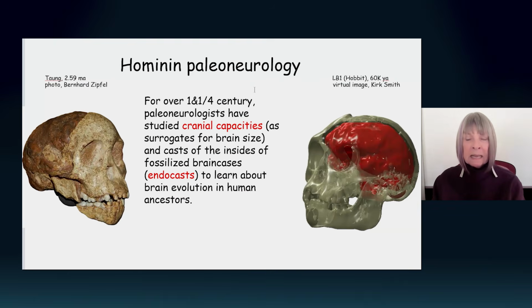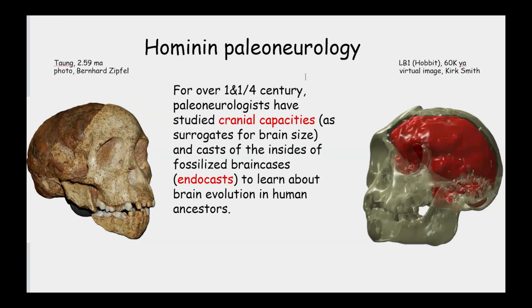Well, I'm going to talk about the field of paleoneurology, specifically as it pertains to human ancestors. And I'll begin by talking about it in its traditional sense, which is very easy to understand. Paleoneurologists, as we're called, study basically two kinds of information in order to think about cognitive evolution, and they both come from skulls. The first thing they look at is brain size, and the way they estimate that is by taking a volume of the inside of the brain case.